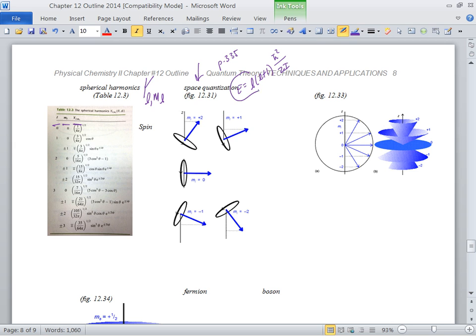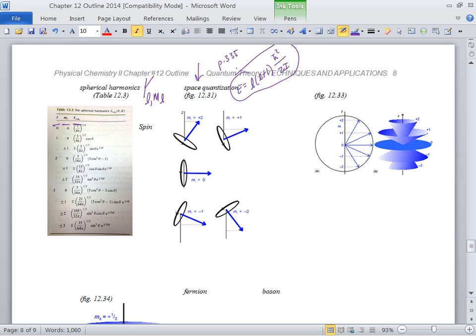Just to give you some heads up where things are coming from. We're talking about rotational motion in 3 dimensions, and there's how you can calculate the energy. E is L times L plus 1, h bar squared over 2I, and I is the moment of inertia. And this is all about electrons, a single electron.